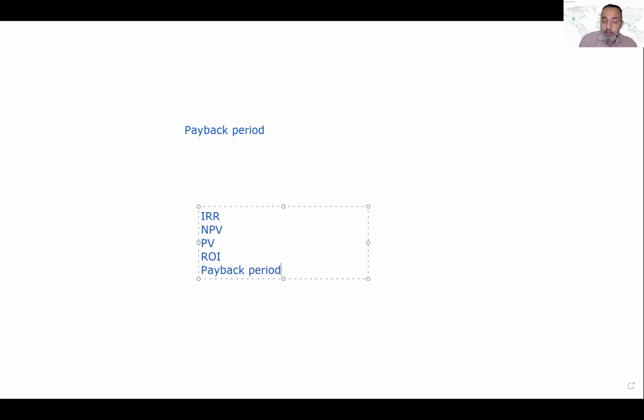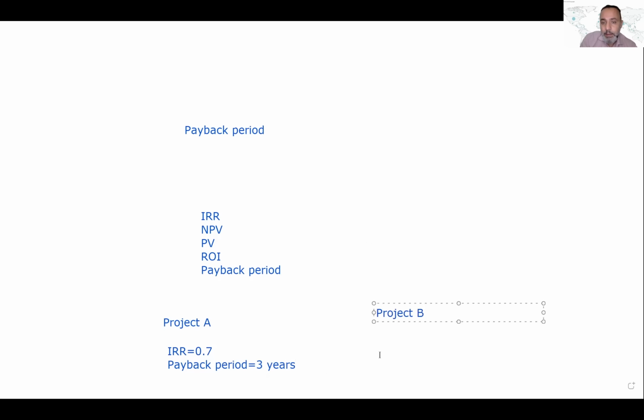Which means you might get this scenario in the exam. They give you 2 projects, project A, for instance, and project B. Then they tell you project A has an IRR of, I don't know, 0.7 and a payback period of 3 years, while project B has an IRR of 0.8 and a payback period of 1 year. Now, which project do you select? Which project do you prefer?